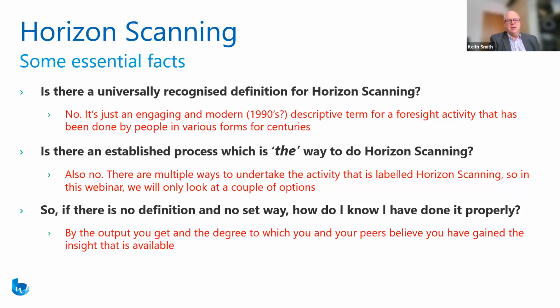Now, I've said the insight that's available and not the insight that you need, because when we're talking about foresight, we're talking about looking into the future. The information you may need to gain that foresight might not be there at the moment. And that's where horizon scanning and emerging risk come together. And I'll touch on emerging risk as I go through the presentation.